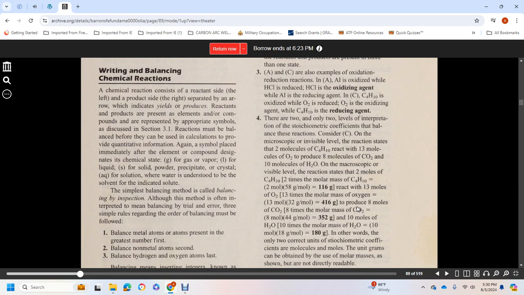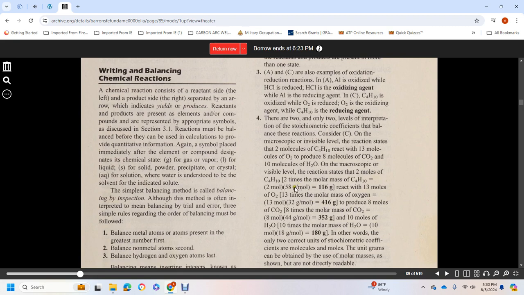There are two levels of interpretation of the stoichiometric coefficients in a balanced reaction. Consider C. On the microscopic, invisible level, the reaction states that 2 molecules of carbon 4 hydrogen 10 react with 13 molecules of oxygen to produce 8 molecules of carbon dioxide and 10 molecules of water.